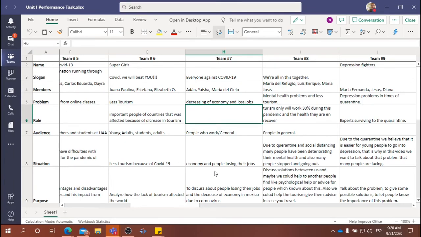But use those experiences that you've had with your family losing jobs and going through this difficult time. What are some solutions? What can you propose to help other students that are going through the same thing? Okay, is that clear? Yeah, it's clear. Sorry.